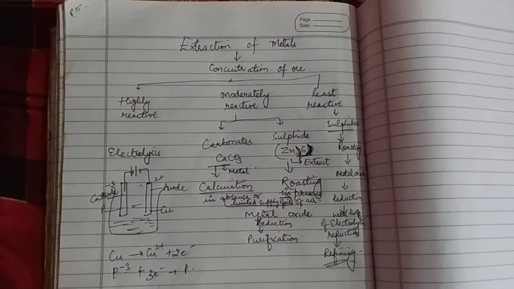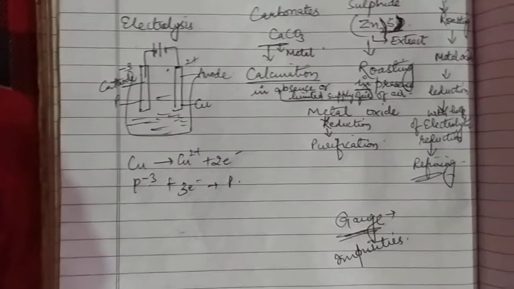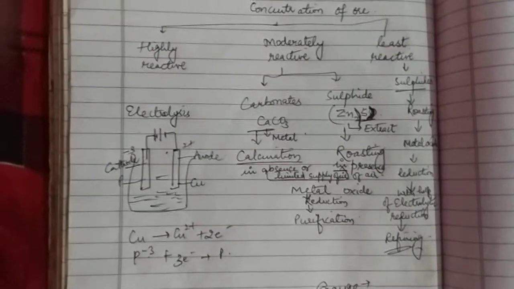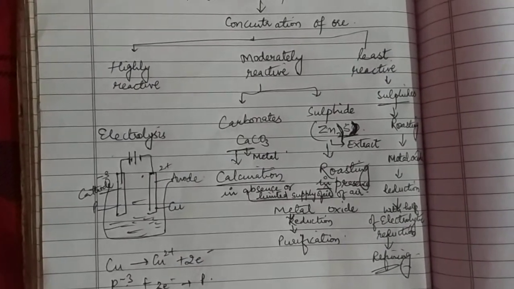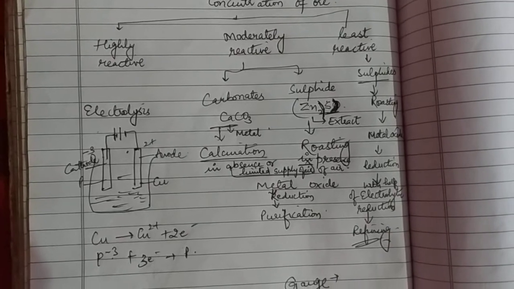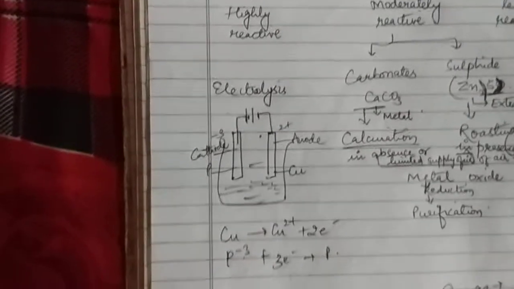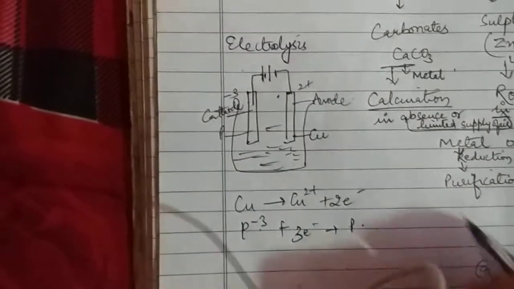It means we concentrate the ore actually. The purified form of metal is called ore. There is one term, gangue particles, right? These particles are impurities which are present inside the solution. Clear? So the first is highly reactive, second is moderately reactive, and third is least reactive. Now first of all, for highly reactive, which process is involved?